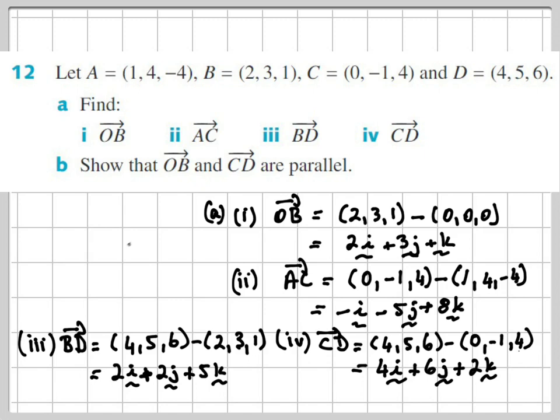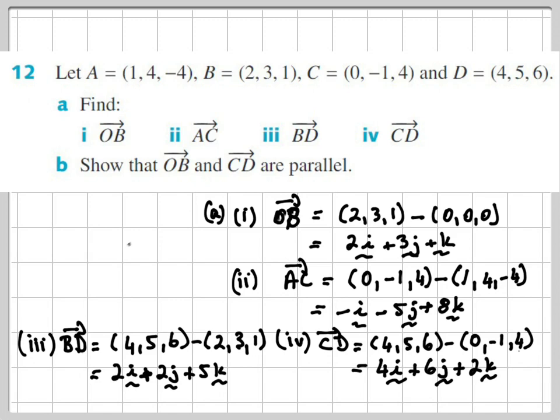Moving on to our next problem, why don't you press pause while you read question 12, and then I would invite you to keep pausing while you work through my solutions. Okay, so OB. Well, OB is going to be the position vector, and what we do there is we start with B. We always start with the second letter and take away the O vector from that, and so we end up with OB being represented as 2i plus 3j plus k.